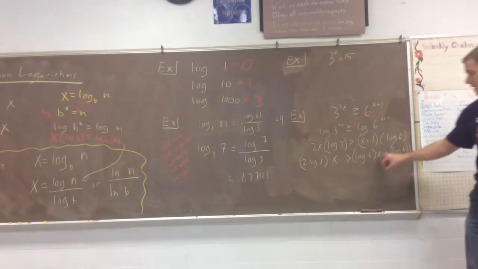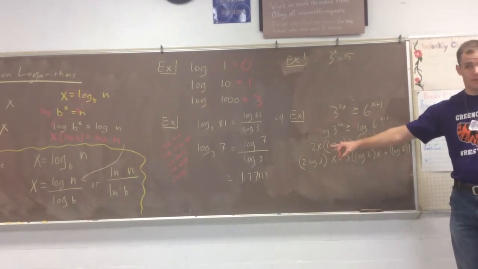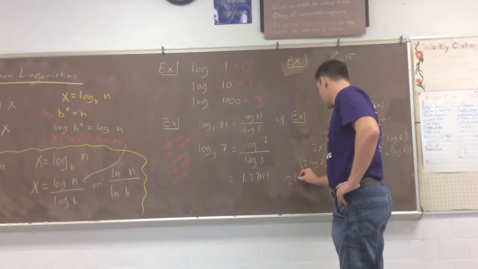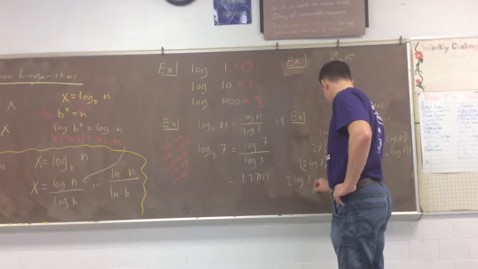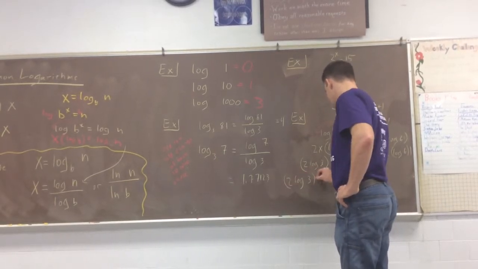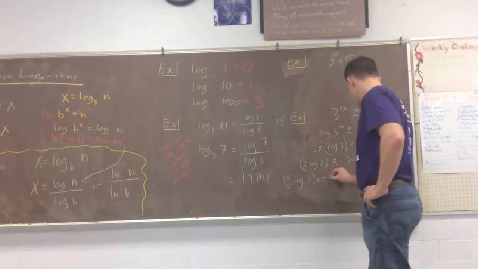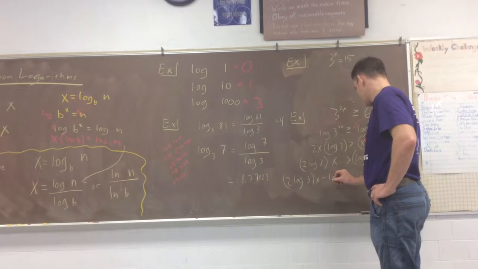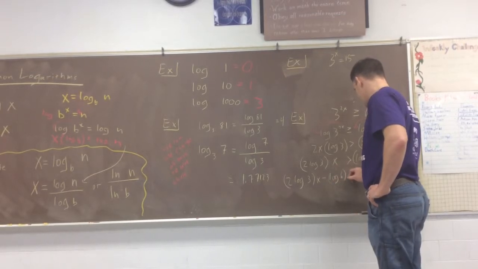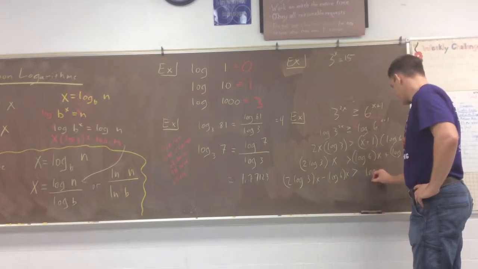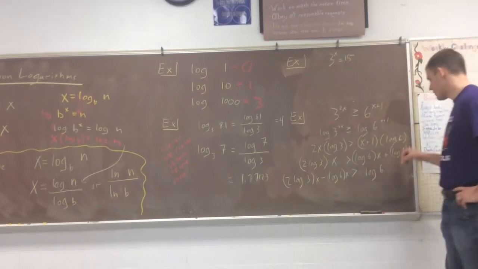So now we would want to get the x's on the one side, correct? So I'm going to subtract. So I've got 2 log of 3 times x minus the log of 6 times x is greater than the log of 6. 1 times the log of 6.